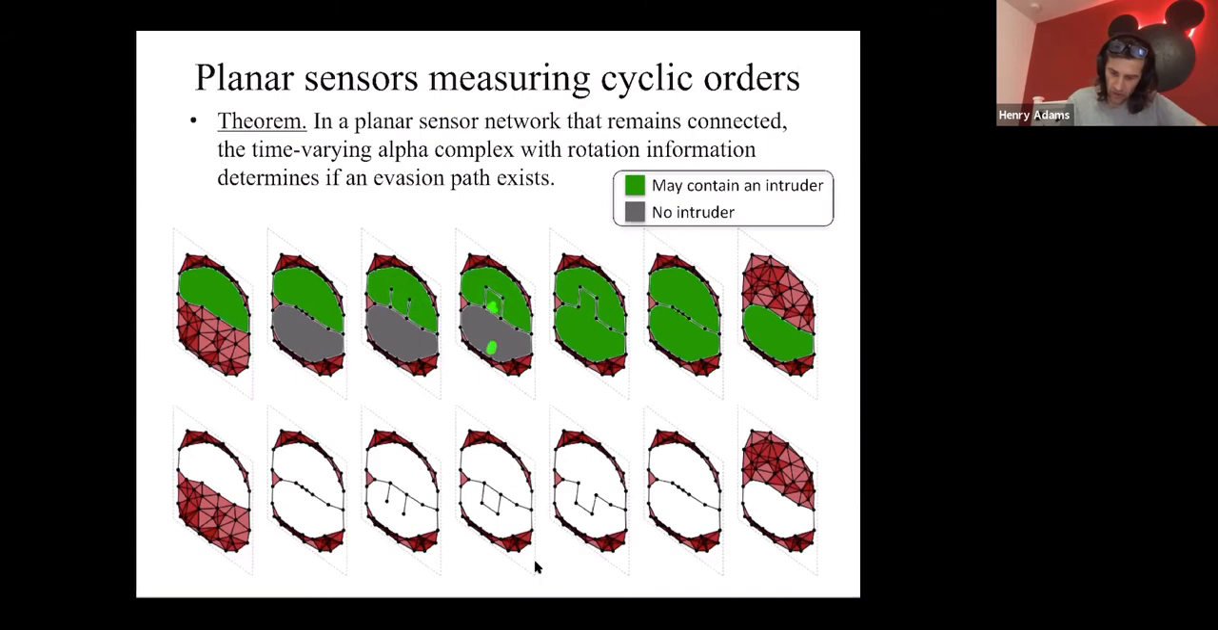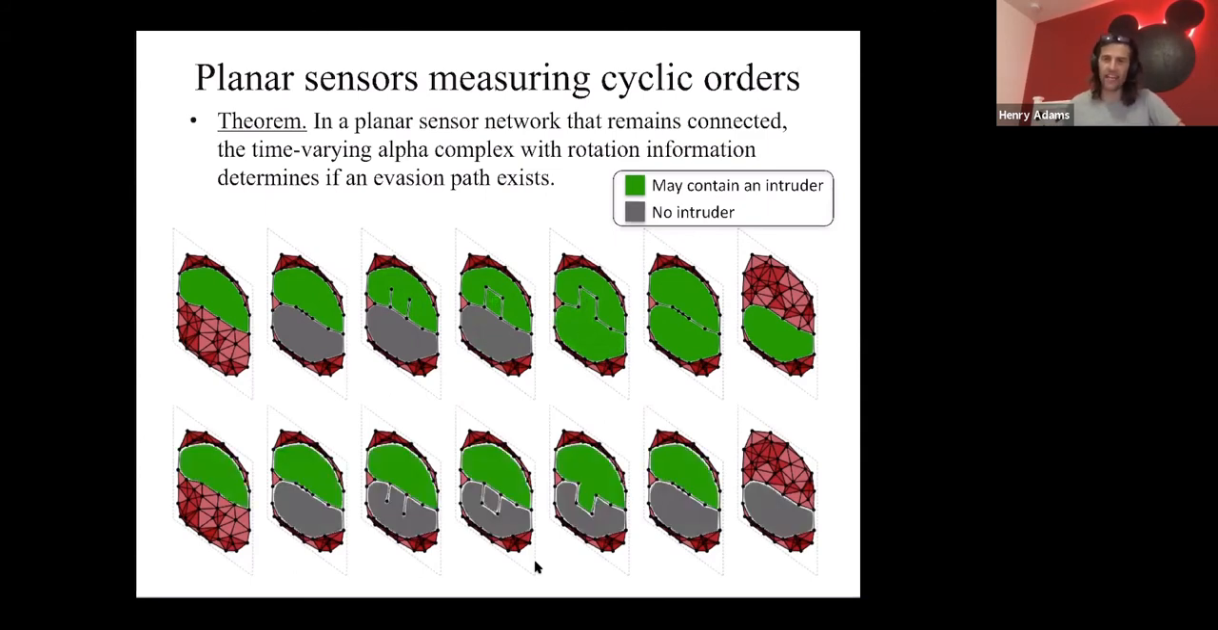And when these two boundary cycles merge, so these two boundary cycles were formerly disjoint, but now they merge, well, it inherits the label of yes, it may contain an intruder, because the intruder coming from either spot could now be here. And if you maintain the green and gray labels on the bottom, you'll find that you can't have an intruder at the end.